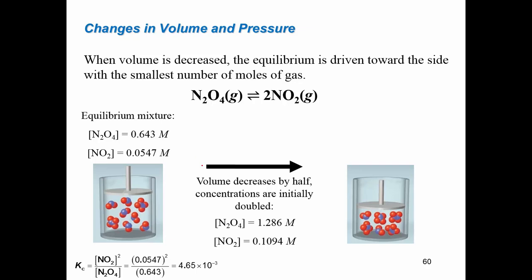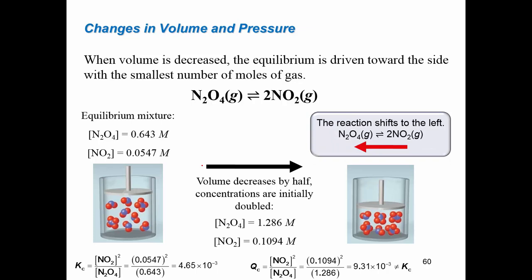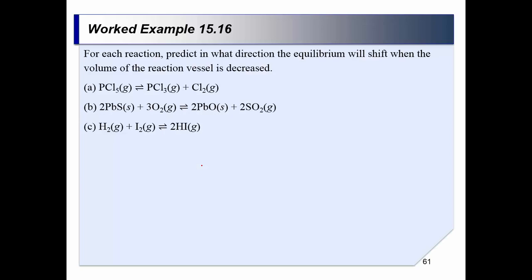And that makes sense because if we decrease the volume of a gaseous equilibrium mixture, we're essentially doubling the concentration because we've removed that extra space, and increasing the concentration increases the number of times the molecules will interact. So decreasing the volume will shift towards the production of the fewer moles of gas. For each reaction, predict in which direction the equilibrium will shift when the volume of the reaction vessel is decreased. Well, remember, if we're going to decrease the volume, we will shift towards the smaller number of moles.